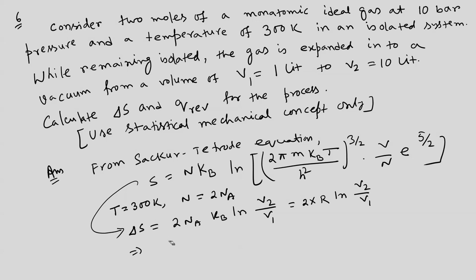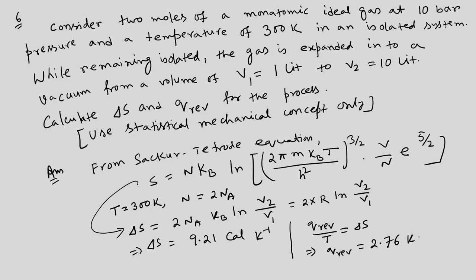and we get the value of delta S. So, delta S here is 9.21 calorie per Kelvin. Once we get delta S, we can easily calculate Q reversible, because Q reversible by T gives us delta S, and temperature is given as 300 Kelvin. So, Q reversible is 2.76 kilocalorie.